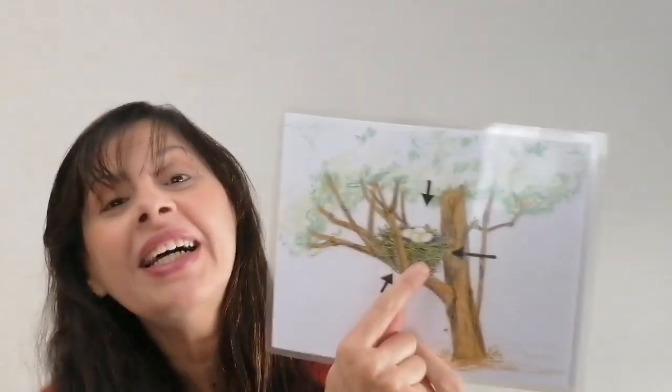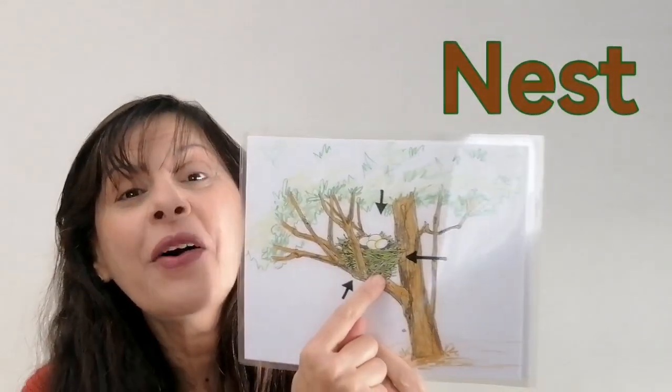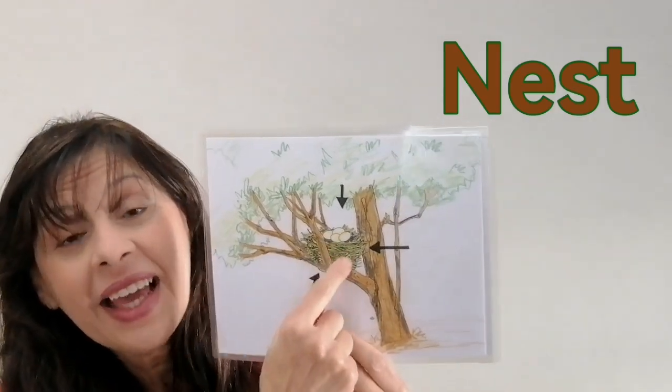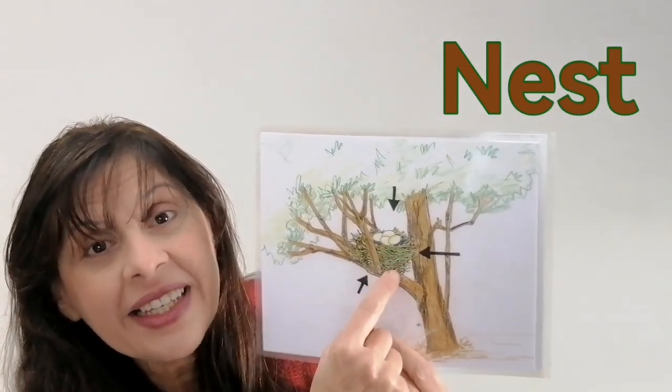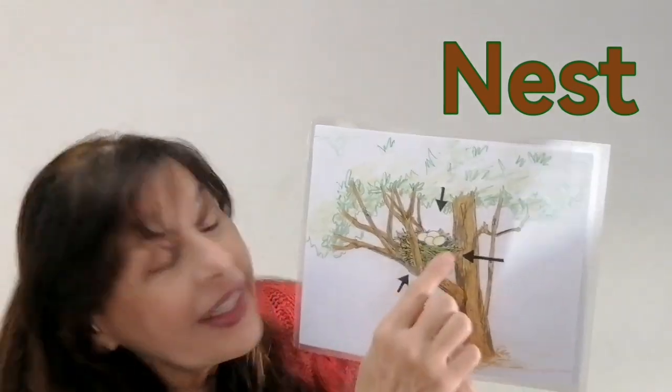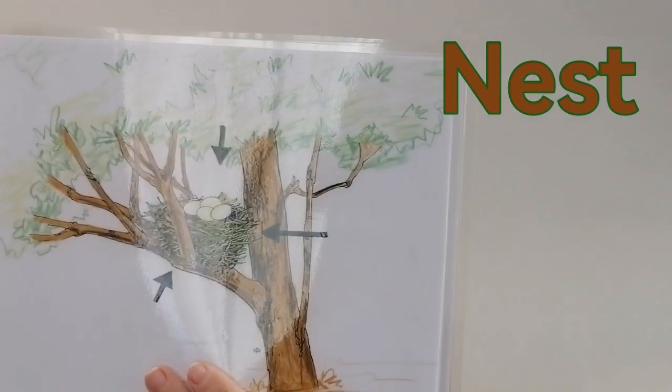N is for nest. This is the home of a bird where they lay egg. Birds lay egg in the nest, and we find the nest on a tree. Nest.